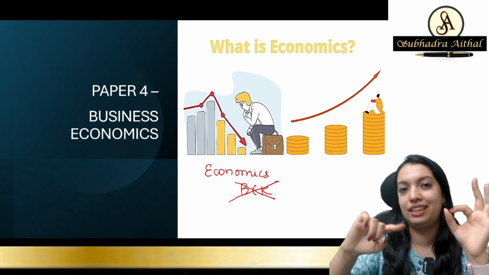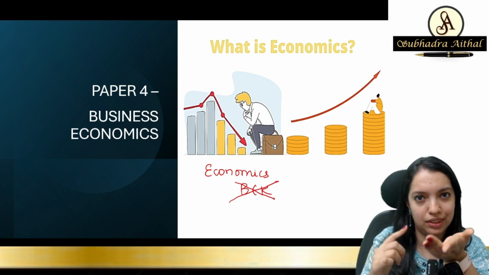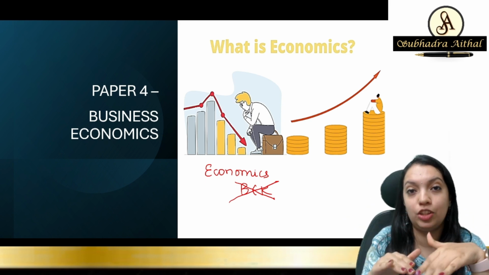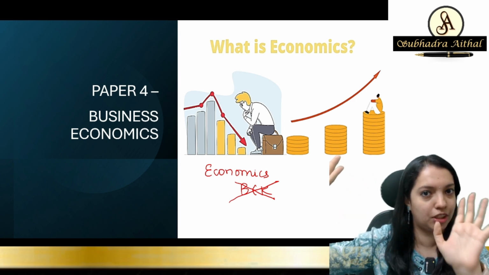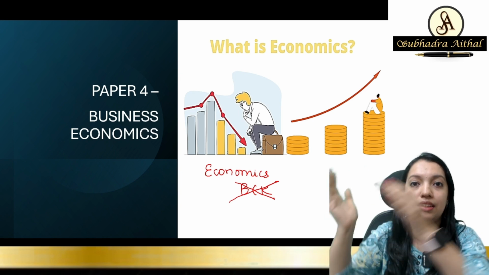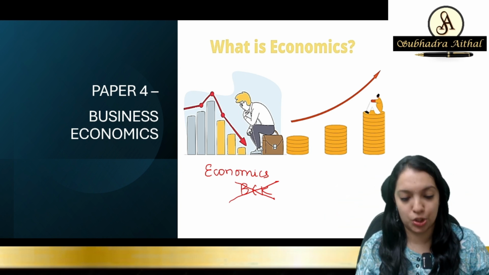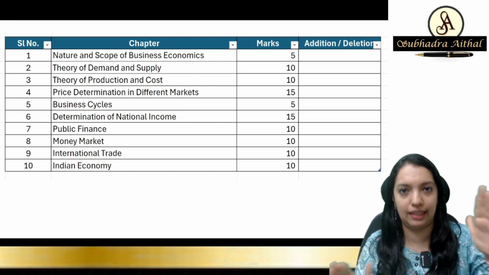Some chapters were there in CA Intermediate level, some chapters were there in CA Foundation level. As per the new scheme, entire economics from CA Intermediate has been removed. There is no subject called economics over there, and all the chapters are moved down to CA Foundation level. So currently in business economics, there are totally 10 chapters.